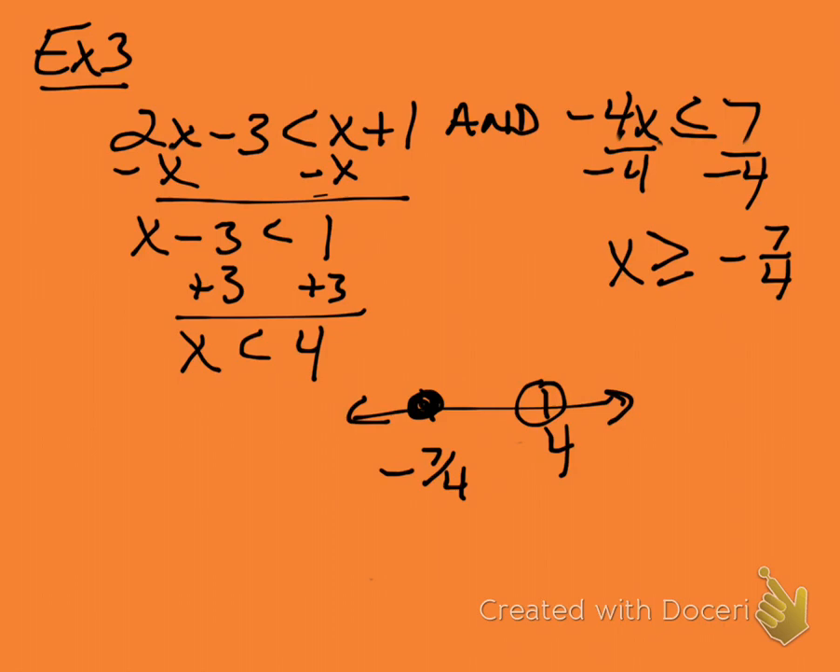Okay, so get your number line all set up. X is less than 4, so that means we're to the left of this 4. And x is greater than or equal to -7/4, so that means we're to the right of the -7/4, and we're right in between those two. All right.